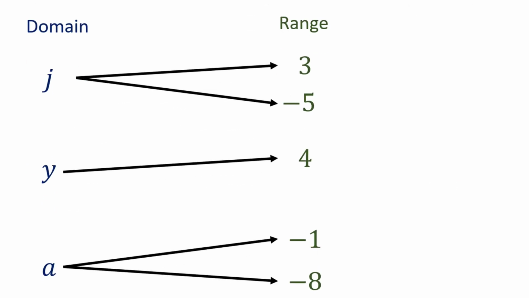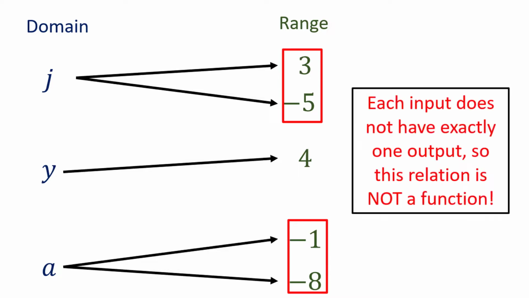Consider this example. The domain includes J, Y, and A, and the range includes 3, -5, 4, -1, and -8. This is not a function, as the inputs J and A each have 2 different outputs. Each input does not have one output, so the relation is not a function.